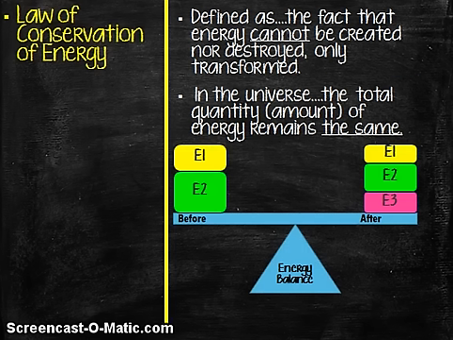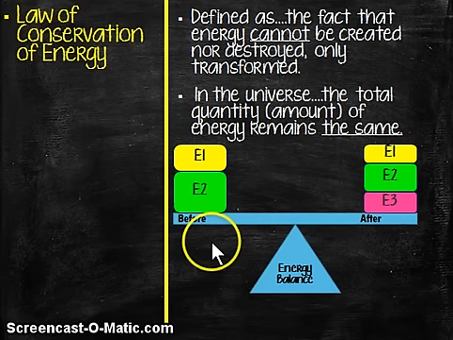So first thing you guys need to know is that the law of conservation of energy is defined as a scientific fact. It tells us that energy cannot be created nor destroyed. It can only be transformed from one form of energy to another. What this basically means for us is that once upon a time, about 15 billion years ago, when the universe was created, the amount of energy then is the same as the amount of energy we have now.